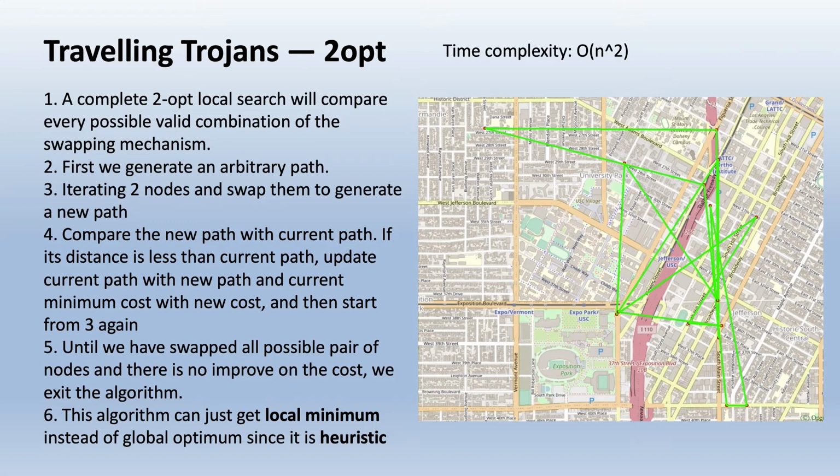This algorithm can only get a local minimum instead of a global optimum, since it is heuristic. The time complexity here is O of n squared. And on the right is my animation.